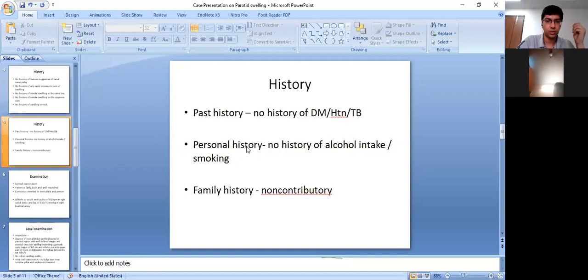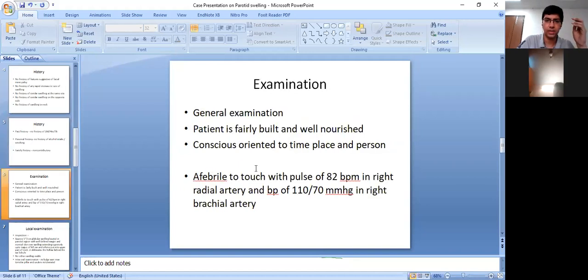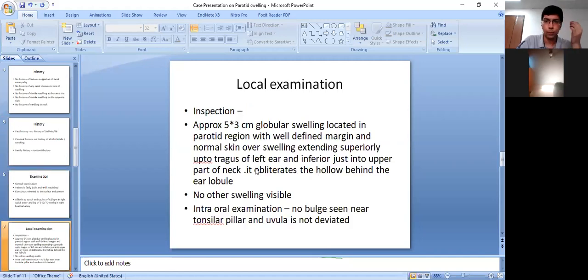Smoking is for Warthin's tumor. Family history is not relevant obviously. The standard examination part, you can skip that. The important thing over here.